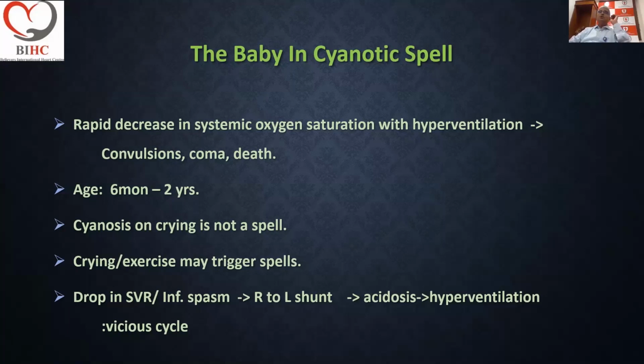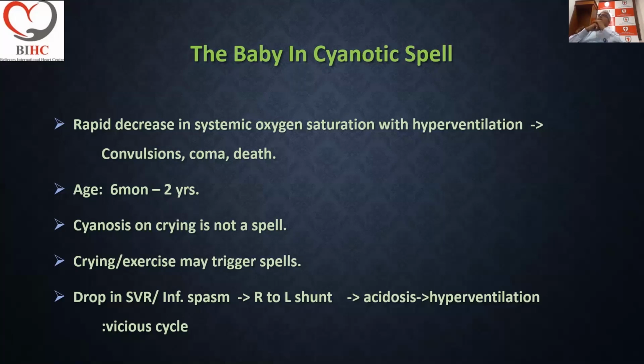Typically seen at 6 months to 2 years, and it may be triggered by crying or exercise. What causes the spell? Think of tetralogy, which is the prototype for a condition causing cyanotic spell. When the baby is active or crying, there's a drop in systemic vascular resistance and a probable spasm of the infundibulum. As a result, the right ventricle pumps less into the pulmonary artery, more across the VSD into the aorta.